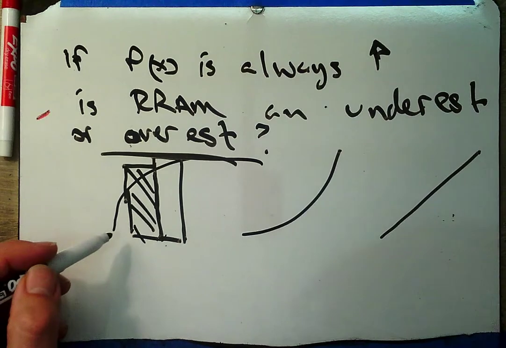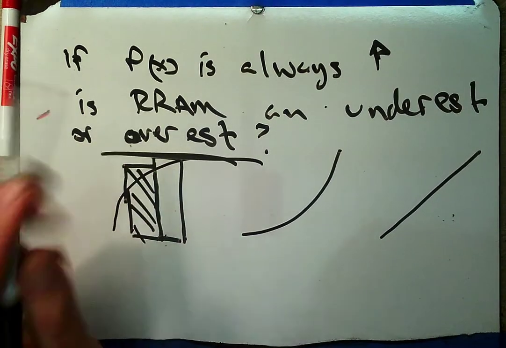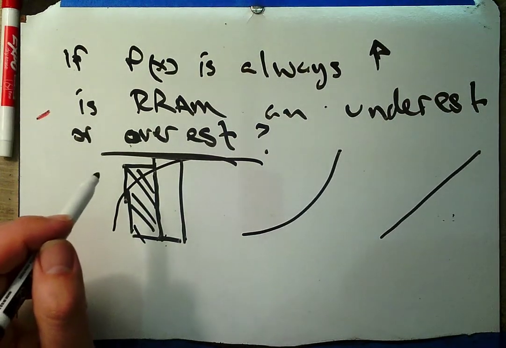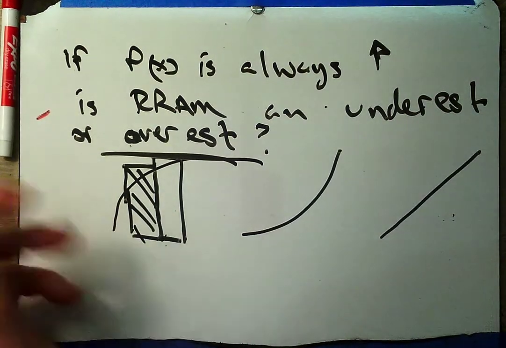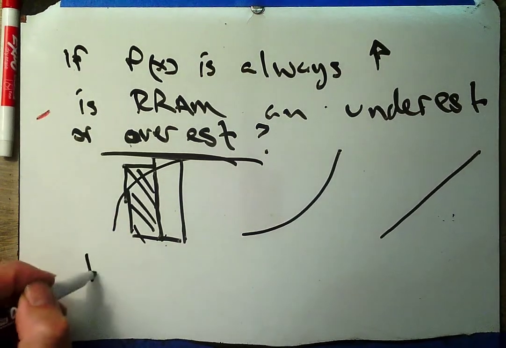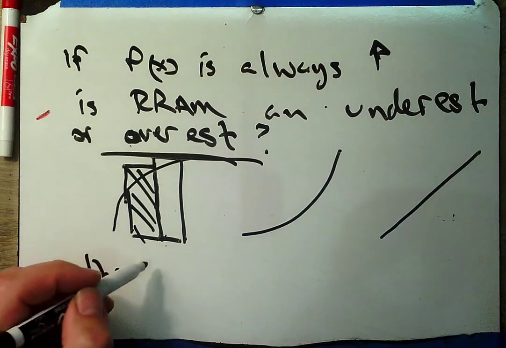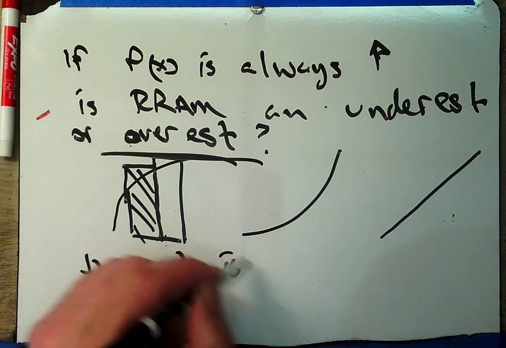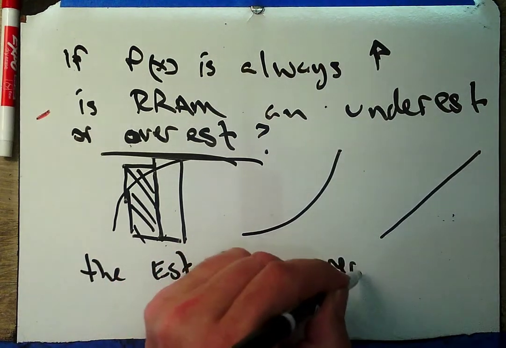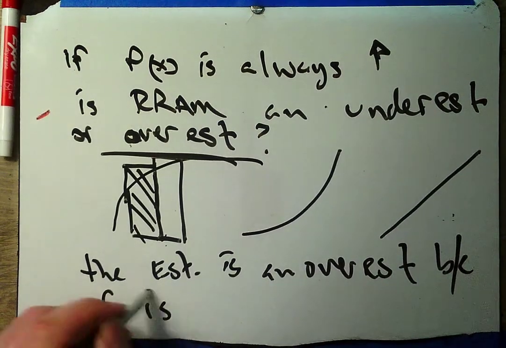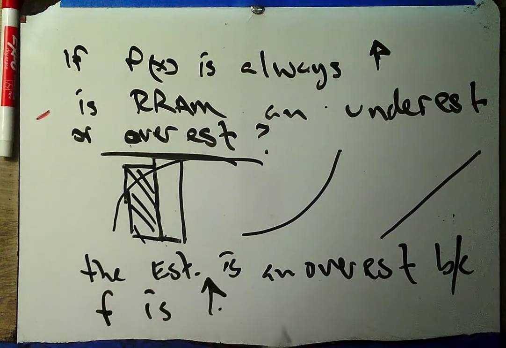And if I needed to write, and I will need to write, whether this Riemann sum you've just done is an underestimate or overestimate, you're going to say the estimate is an overestimate because f is increasing on that interval.